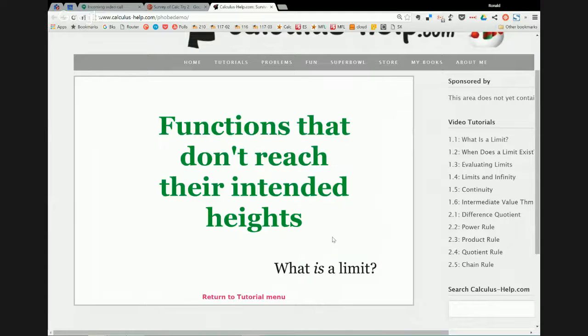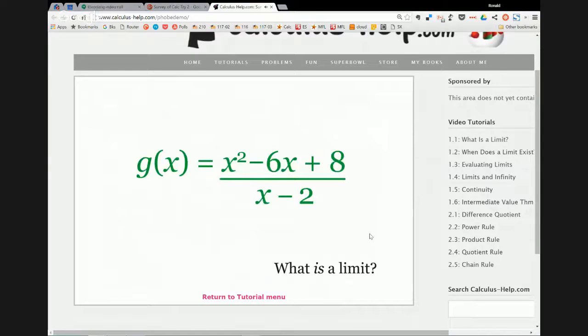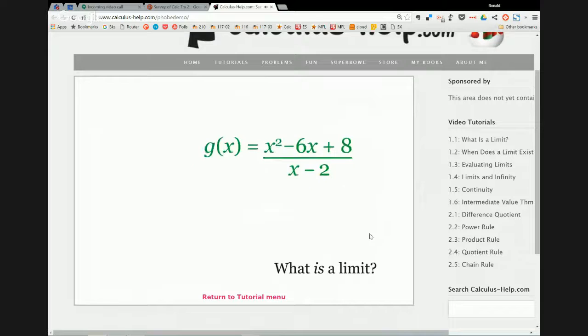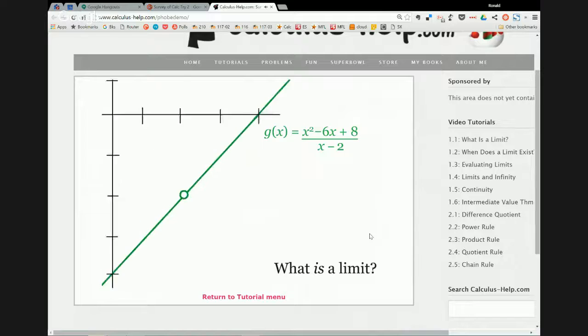Pretty straightforward so far. There's nothing really earth-shattering about what we just learned. But that changes when we examine functions that do not reach the heights they intend. Take, for example, this function. G of x equals the fraction x squared minus 6x plus 8 divided by the quantity x minus 2. Here's what the graph looks like. It looks like a plain old line.